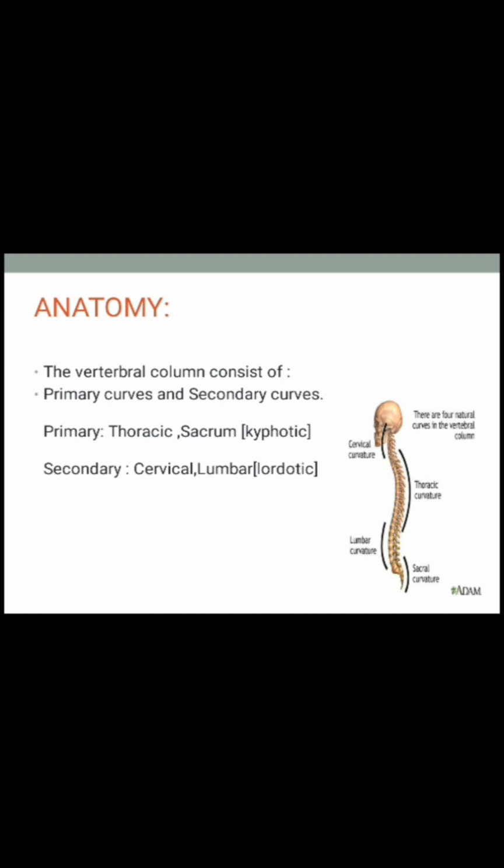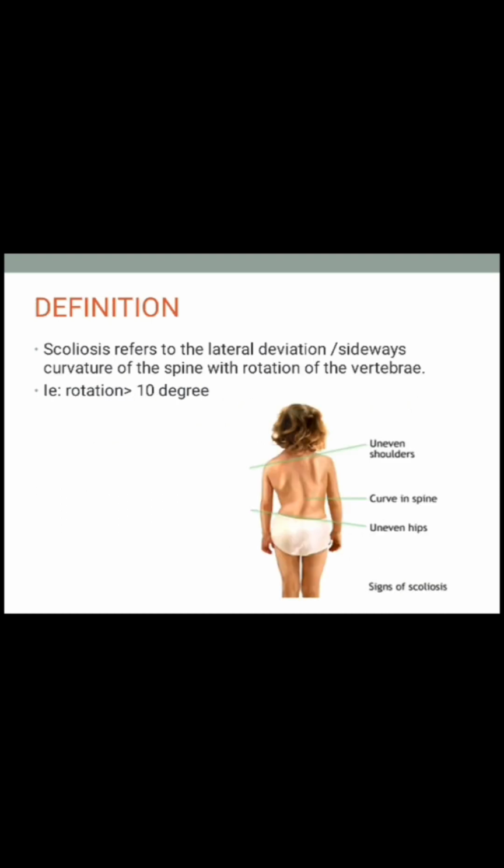The primary curves are formed by the thoracic and the sacral region, which are also called the kyphotic curves, and the secondary curves are formed by the cervical and the lumbar region, which are also called the lordotic curves. Definition of scoliosis: it refers to the lateral deviation or sideways curvature of the spine with a rotation of the vertebrae that is more than 10 degrees.